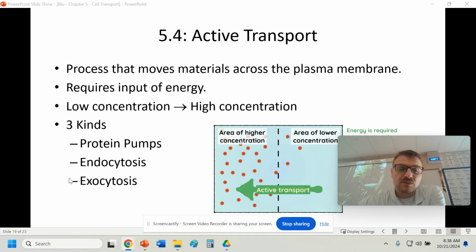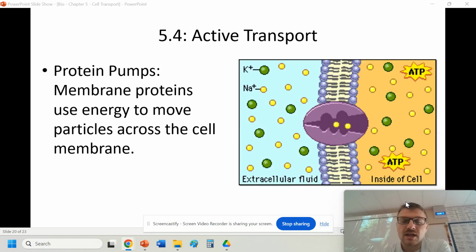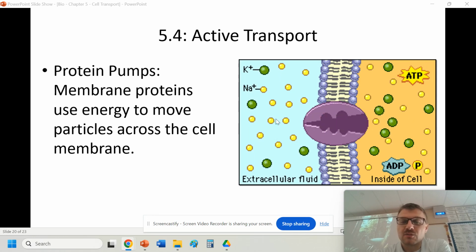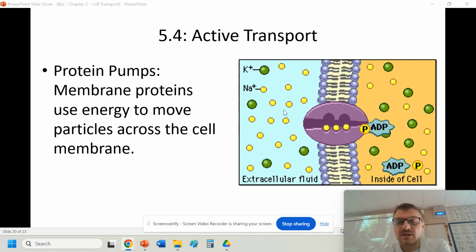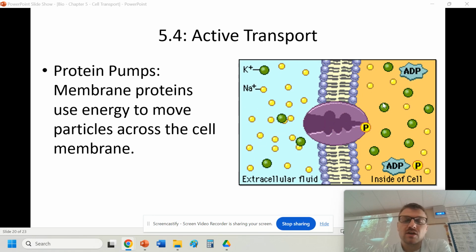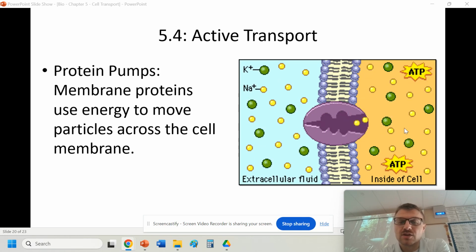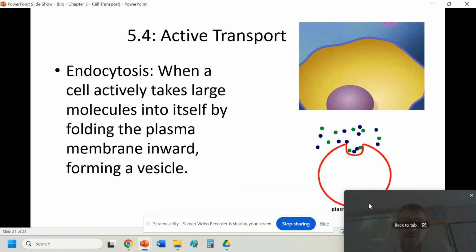And we have three different types. We have protein pumps, we have endo and exocytosis. These are pretty easy once you look at them and see what's going on. Let's see what they look like. You can see in these protein pumps, it's just like facilitated diffusion, but in this case, we're using energy and we're moving concentrations up the gradient. So again, we're using energy or moving concentrations from low to high. This is that membrane protein right here, and it's moving the molecules across it through the use of energy.